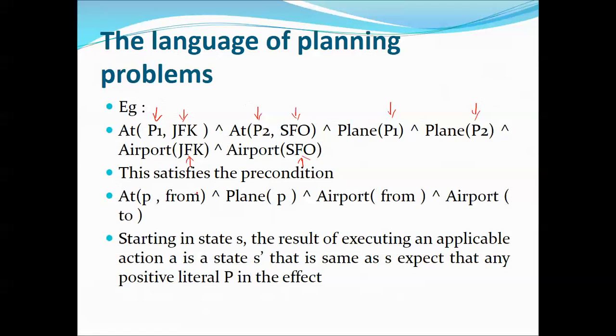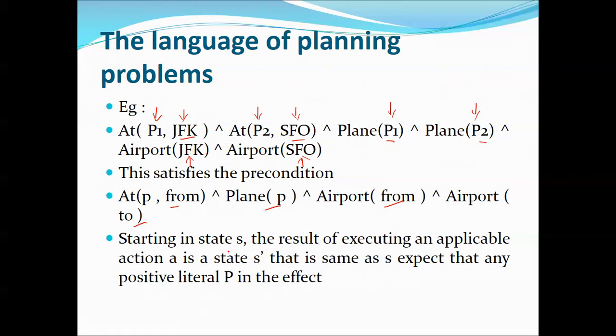Right. So here the precondition to apply this is satisfied. What precondition? P is at location From, P is a plane, From is an airport, and To is an airport. So these preconditions were satisfied. So it means now the planes can fly. For two planes, it is satisfied. For plane 1, its from location is JFK. For plane 2, its from location is SFO. Now both these planes can fly and reach their destination.